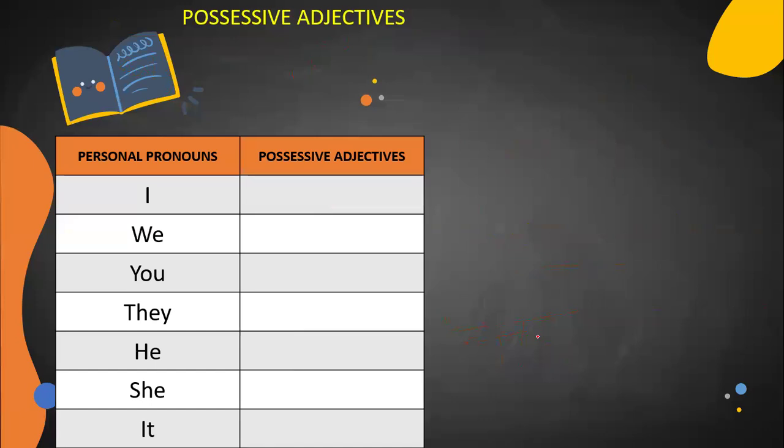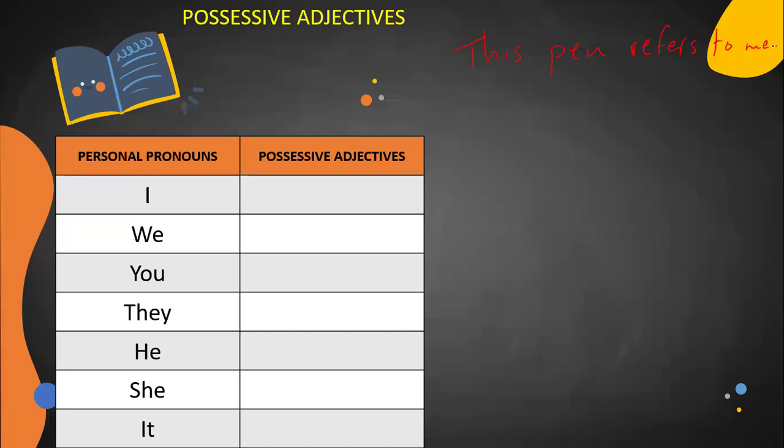What is the meaning of possessive adjectives? The possessive adjectives are words that show possession, to whom or to what something belongs. For example, this pen refers to me. Okay, this pen refers to me.